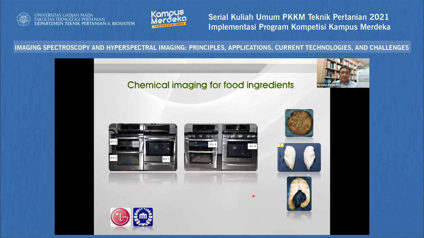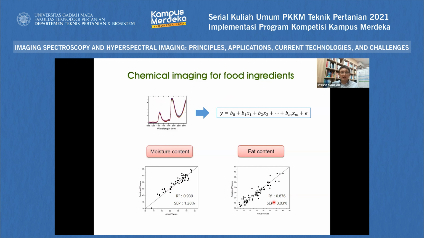Anyhow, let's see another example: chemical imaging for food ingredients. This is a hamburger patty, this is chicken breast, and this is salmon fillet. We want to visualize the moisture distribution, and also the fat distribution of these food materials. How can we do that? Using hyperspectral imaging, we can do that in this way.